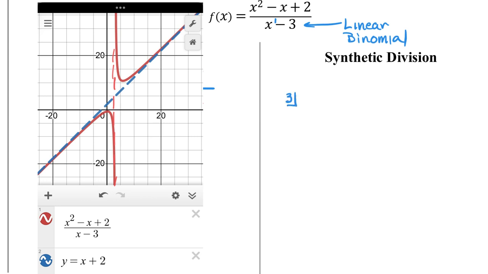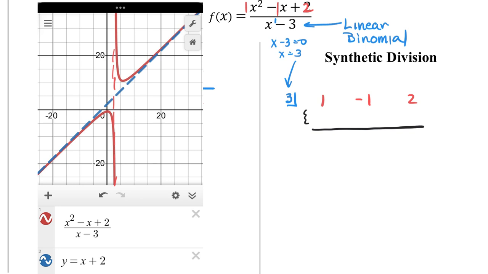So I'm going to put a 3 in the box. Remember, you put the 0 in the box, and so 3 makes that 0, so I put 3 in the box. Then I write down the coefficients, 1, -1, and 2. If I'm missing any terms, I throw a 0 in to hold its spot. Then we skip a little line here, and we draw a line. We got to leave a line for some work.